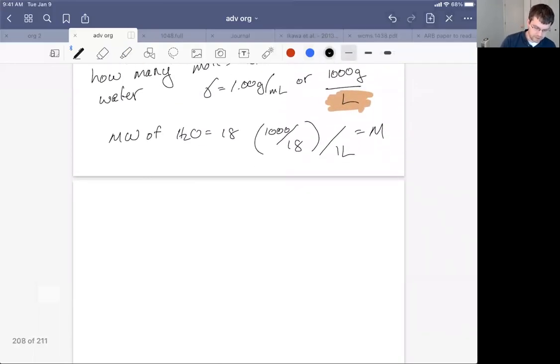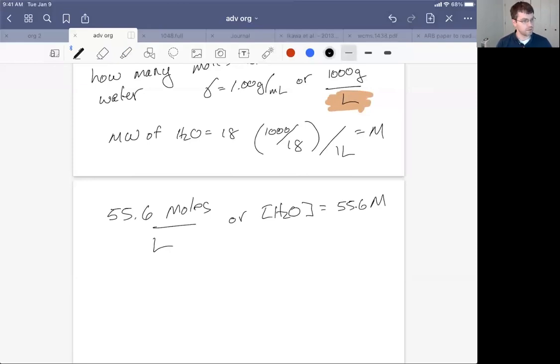Okay, so we have 1,000 divided by 18 divided by 1. That's our molarity. If I try to do that math really quick, 1,000 divided by 18 is 55.55555. I'm just going to write 55.6 moles per liter. Or you could say the concentration now of H2O is equal to 55.6 molarity.